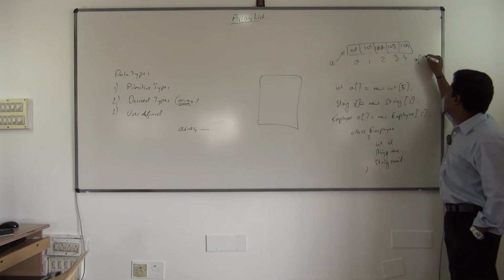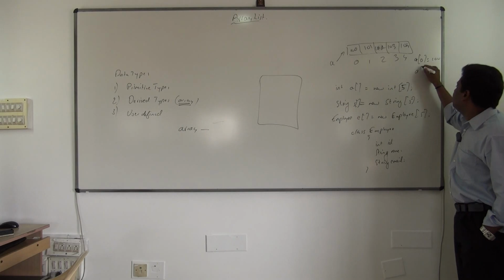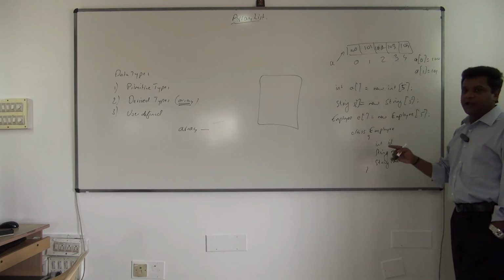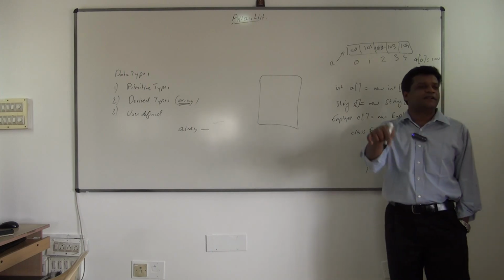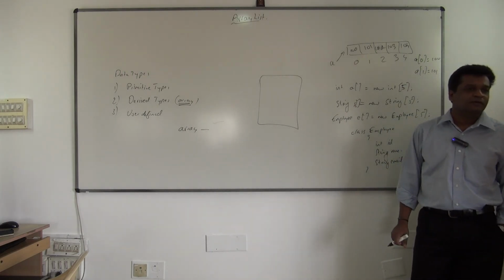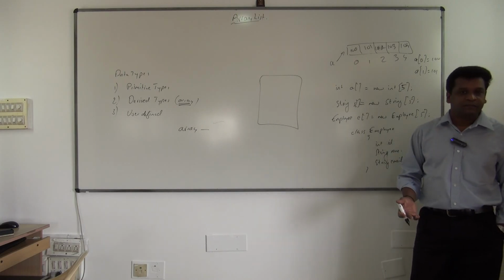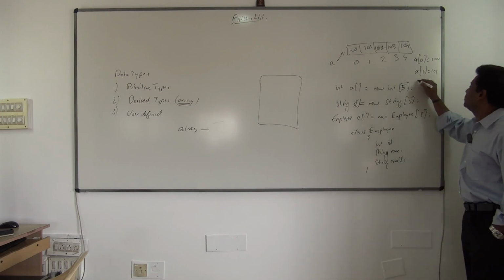So I'll tell it like this: a of 0 is equal to 100, a of 1 is equal to 101, like this you fill and store. Now I want one more value to be inserted at the second index. What will you do? How will you do it? It is not possible. It will overwrite. Understood?